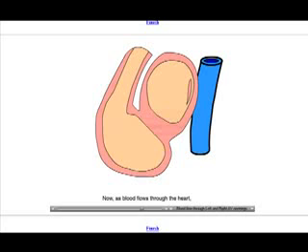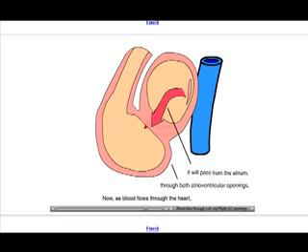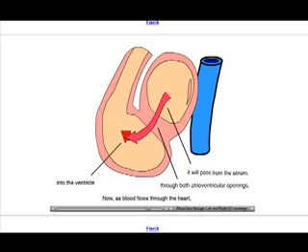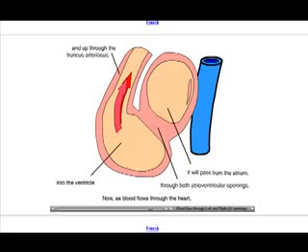Now, as blood flows through the heart, it'll enter the atrium, travel through both atrioventricular openings, go into the ventricle, and then up through the truncus arteriosus.